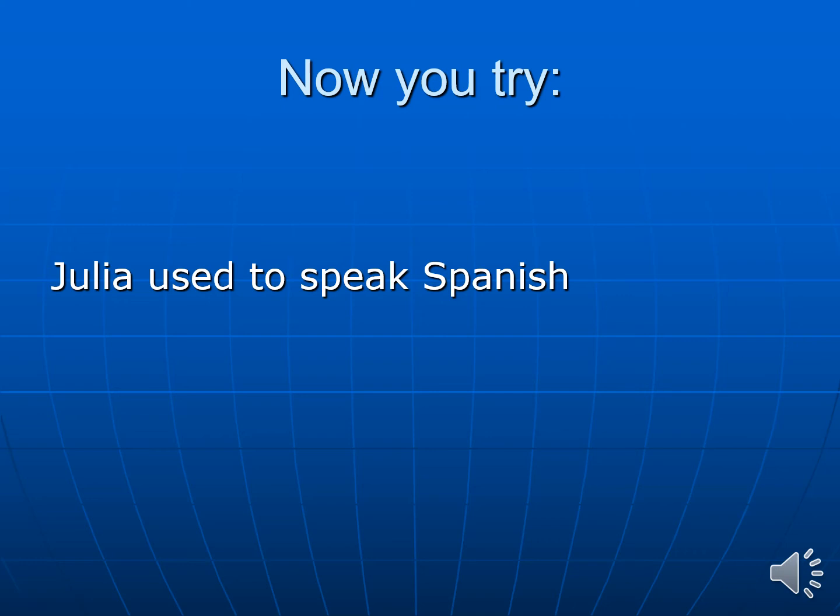Try this one. Julia used to speak Spanish. Is that preterite tense or imperfect tense? You're right. It has to be the imperfect tense. Anytime we say somebody used to do something in English, we will know in Spanish that that has to be the imperfect tense. Imperfect is when something does not have a stated time or for how long it used to happen. She just used to speak Spanish, so it's the imperfect. Julia hablaba español.